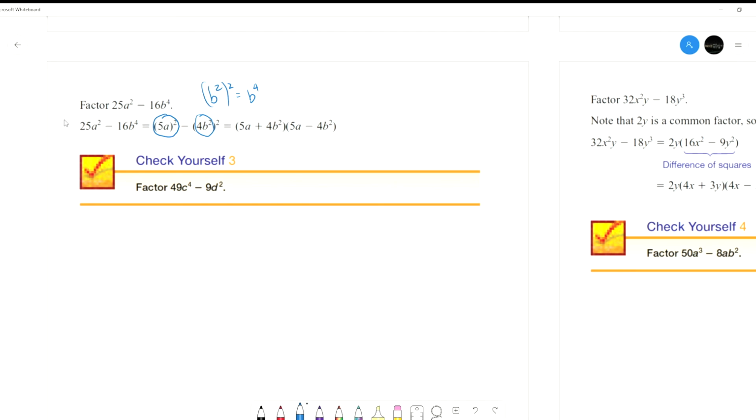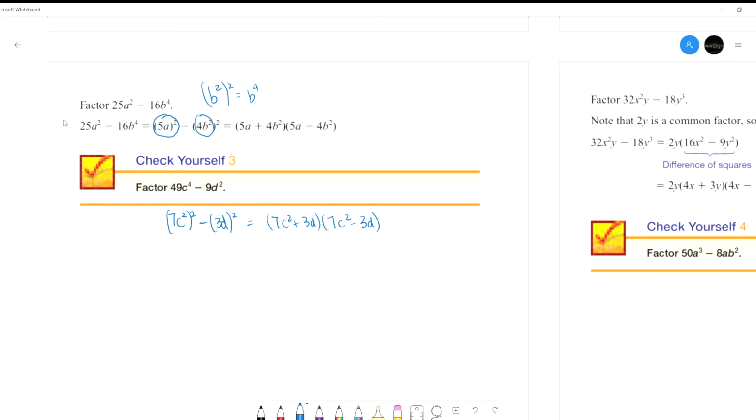So if you take a look at Check Yourself number 3, 49 is 7 squared. C to the fourth, if we divide by 2, would give you c squared. So this is our first factor squared, minus 3 squared, because 9 is 3 squared, and then we have d. So this is what the problem would look like. When you factor it, the difference of squares would be (7c squared plus 3d) times (7c squared minus 3d). Any questions with this one?